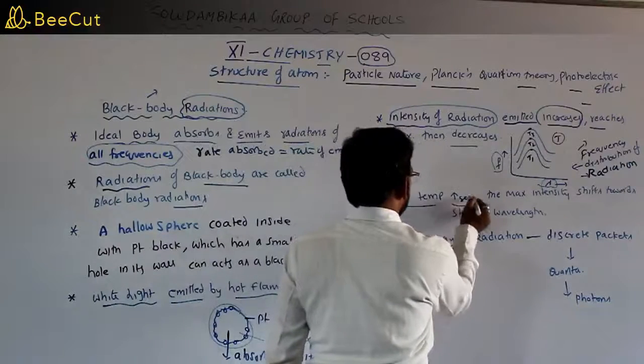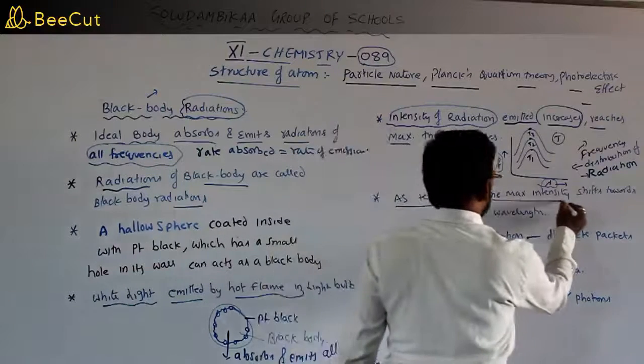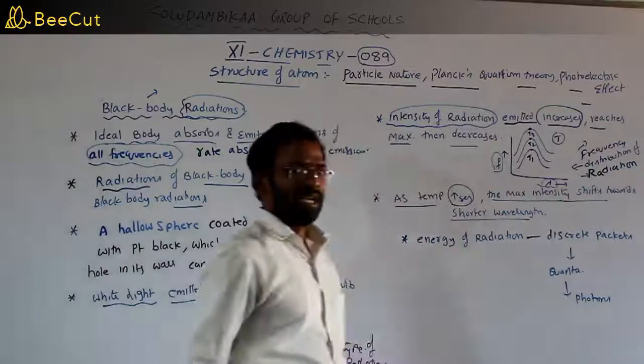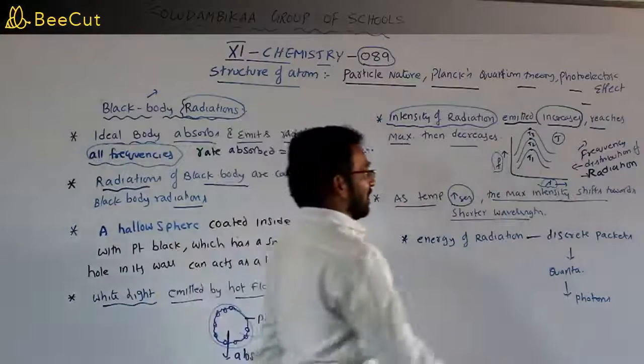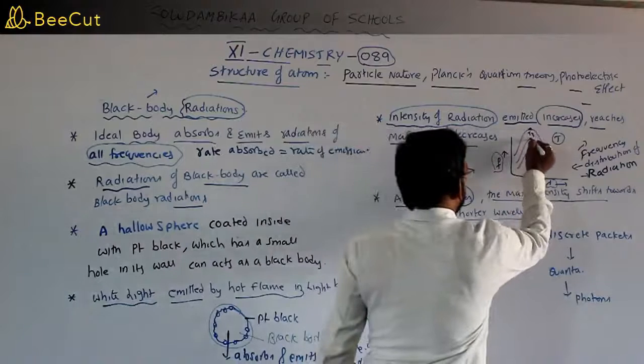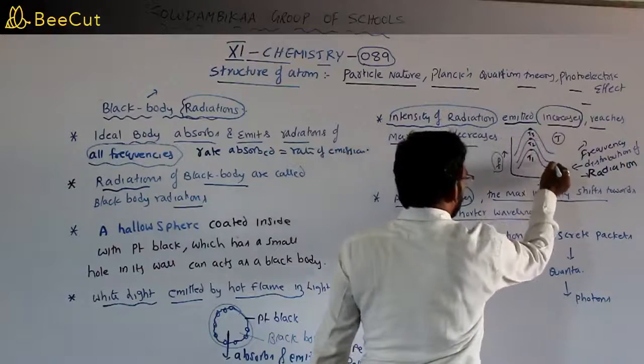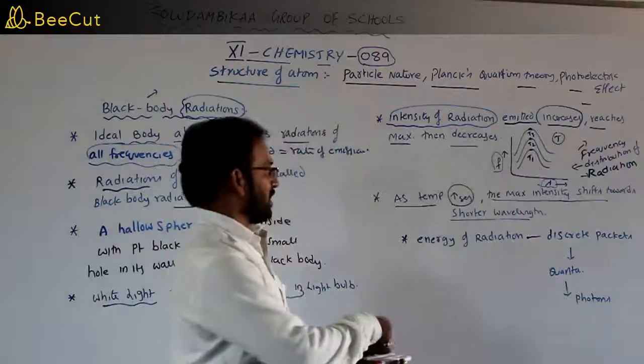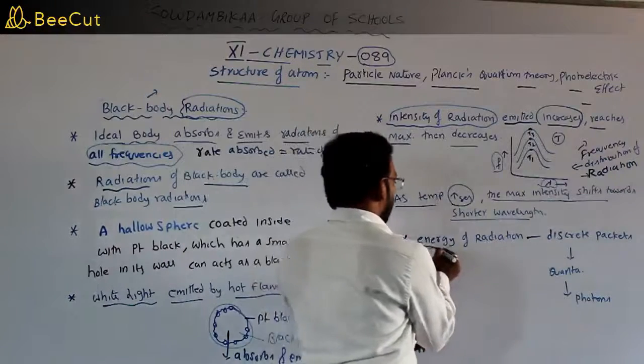As temperature increases, the maximum intensity shifts towards a shorter wavelength. This is called the maximum intensity, and it is shifted to the minimum or shorter wavelength. Next important point, energy of radiations.